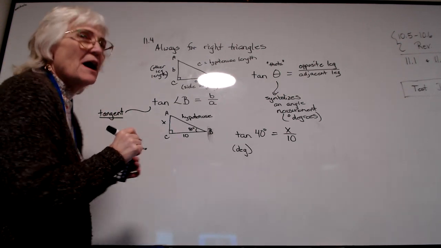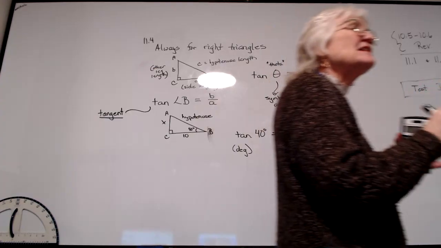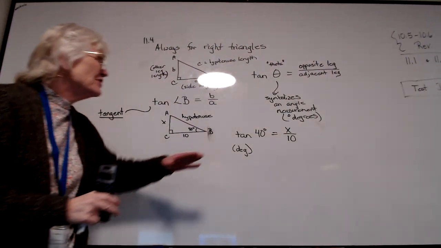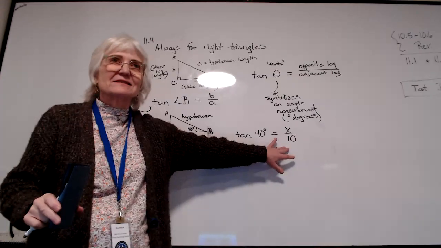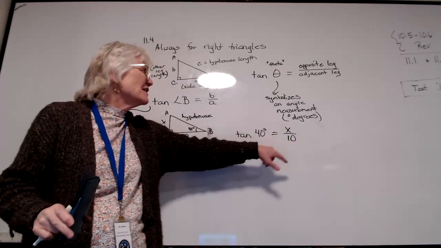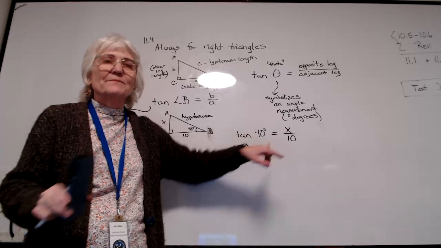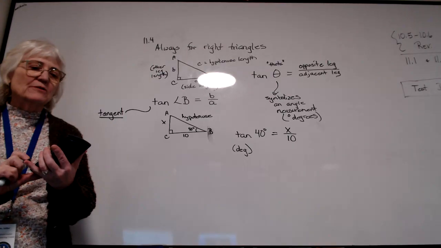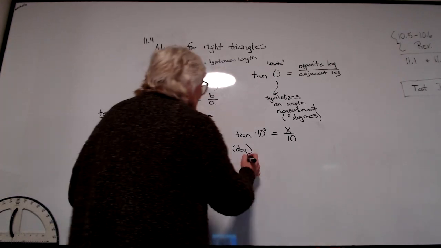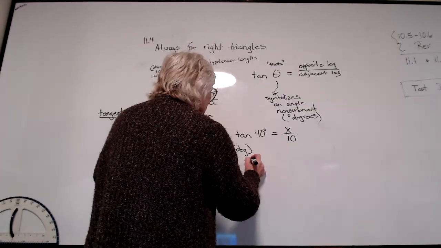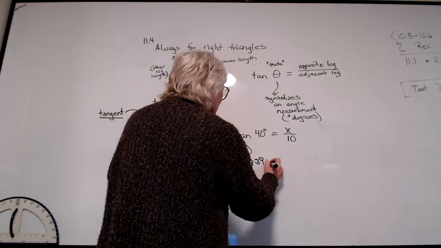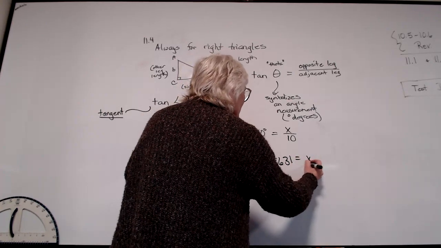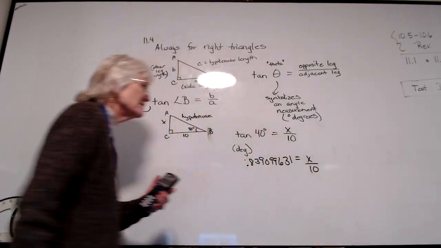Okay. What is tan? Tangent is the ratio. So tan is a ratio of sides. That's all it is. It's the ratio of sides for this degree angle every time. So if I put tan of 40 and hit equal, I get something like this. This is the number, 0.839099631, equals x over 10.